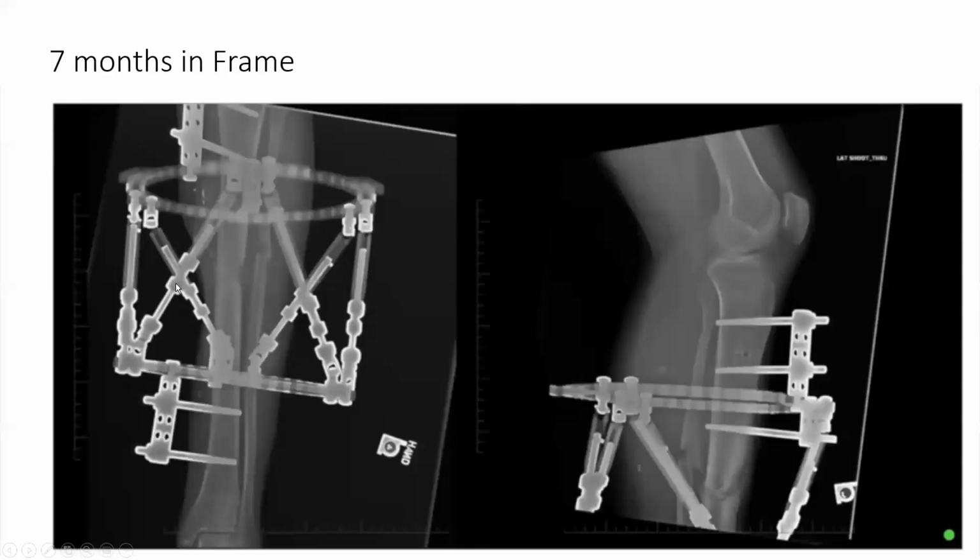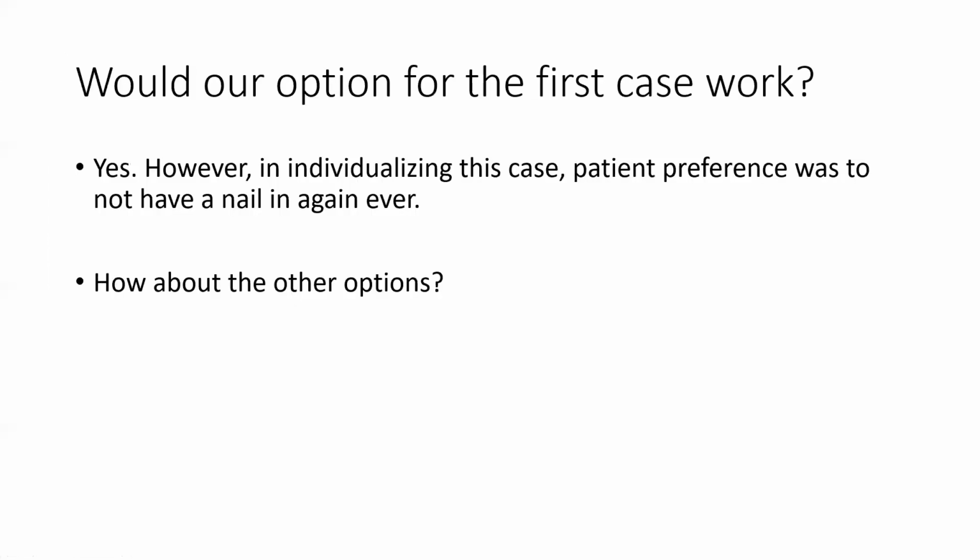This is the patient in the frame after 7 months. You see, the gap's almost gone, the fracture is healing nicely, there is some callus, and the patient is walking pain-free. So would our option for the first case work in this patient? Yes, as Ahmed mentioned, exchange nailing would be a great option for this patient and will most likely work. However, in individualizing this case, the patient's preference was to not have a nail in again ever.